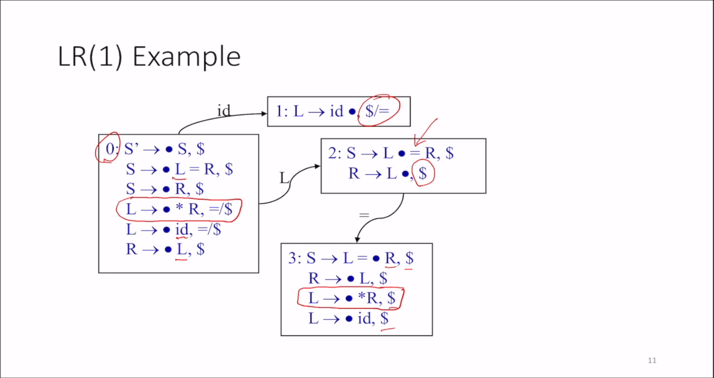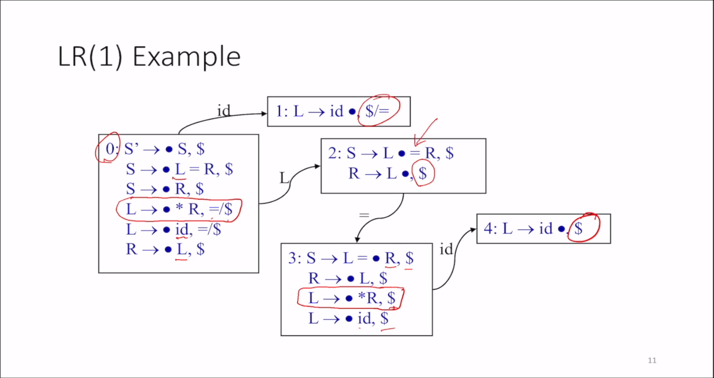One of them can reduce in the context of equal to and $. One of them can reduce only in the context of $. And it came just naturally by just copying the look ahead symbol. Now if I move the dot across the ID, here I get L goes to dot ID with the $.